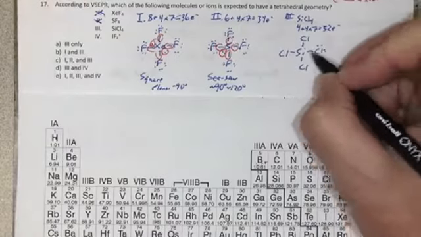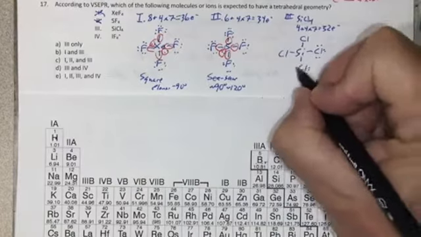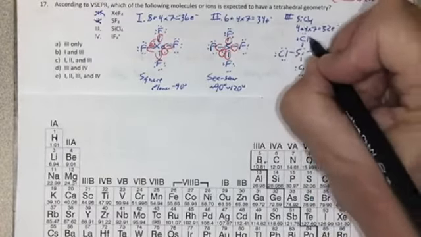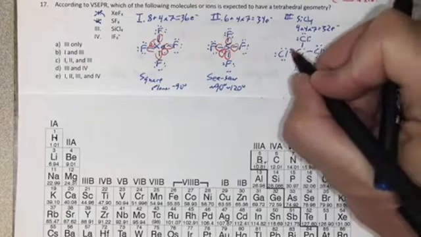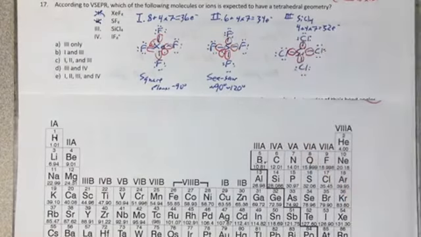10, 12, 14, 16, 18, 20, 22, 24, 26, 28, 30, 32 electrons. That's all 32 electrons, and there are no more. So how many groups of electrons are around the central atom? There's 1, 2, 3, 4. There are no lone pairs, so just 4.